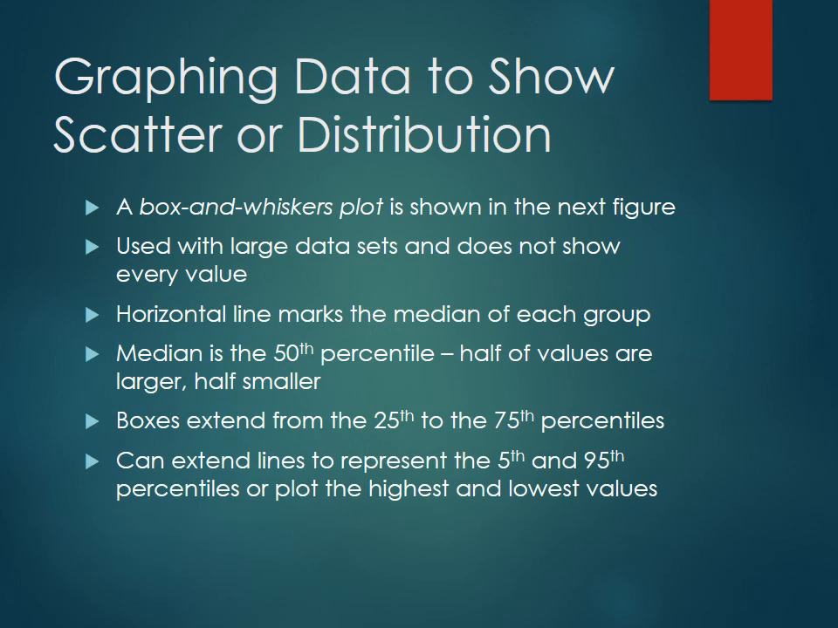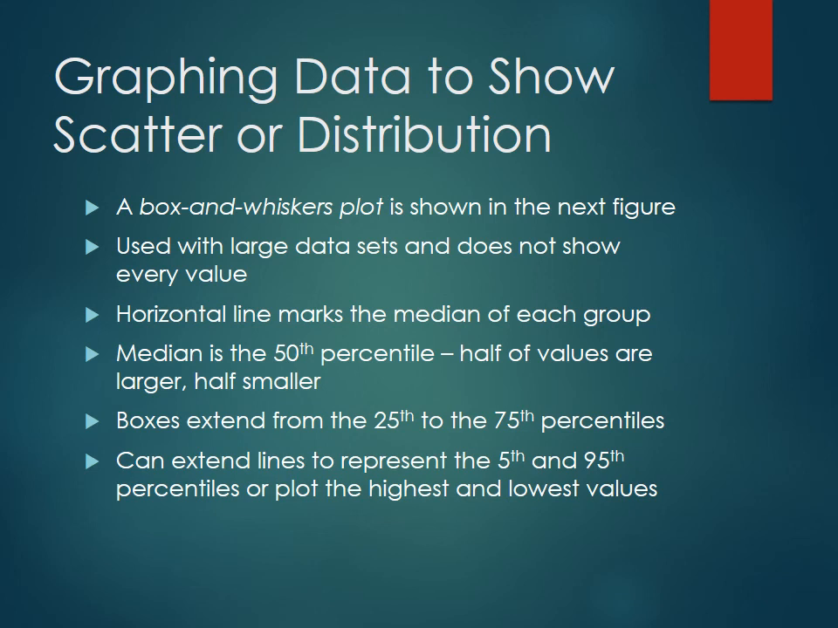So the better way to show this data is with this box and whiskers plot here. Again, it's going to be better with large data sets. So this way you don't have to show every value. You can show a box that encompasses the majority of it. Here on the one I'll show you, you'll see that the horizontal line is going to mark the median for each group. Again, medians are going to be less sensitive to outliers.